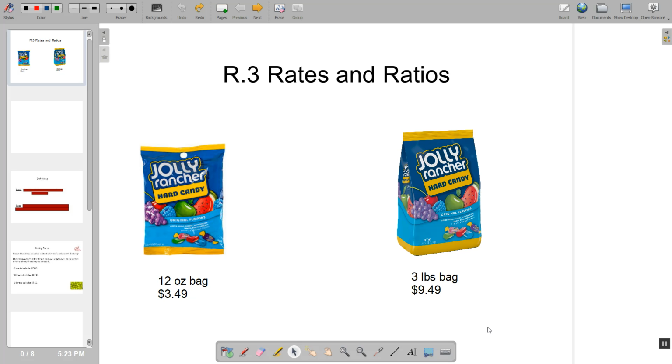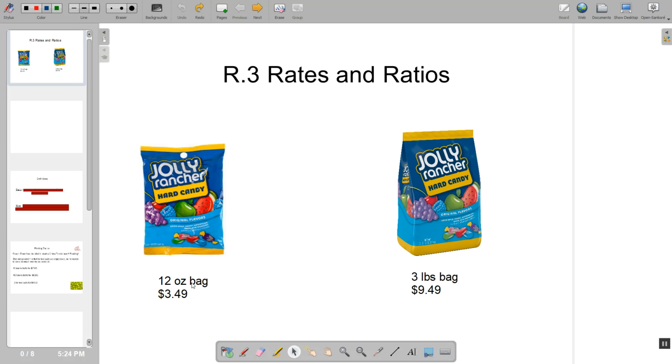One day, I was walking through the store, and because I'm such a nice guy, I was going to buy my students some Jolly Ranchers. And because I'm a teacher, I want to try to save as much money as I possibly can. And I went into the aisle, and I saw these two bags of Jolly Ranchers, which the candy inside them was exactly the same, but the bags were different sizes and different prices.